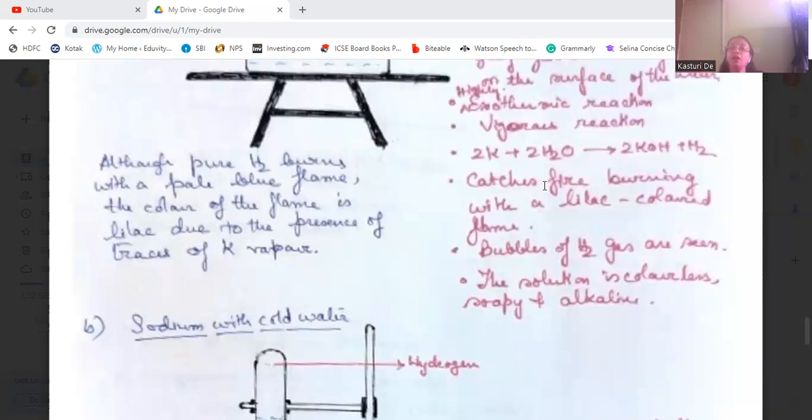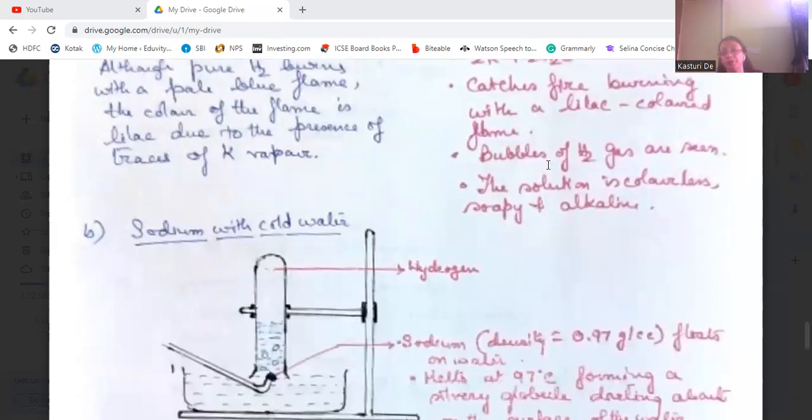Another thing is that although pure hydrogen burns with a pale blue flame, we see a lilac-colored flame when potassium is burned in cold water. This color comes from the burning potassium vapor. The same thing happens with sodium.